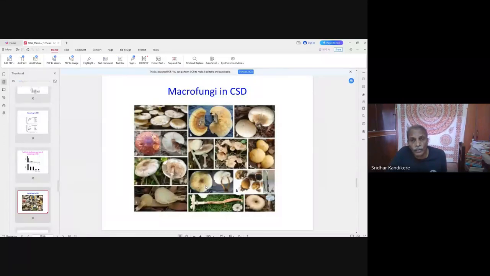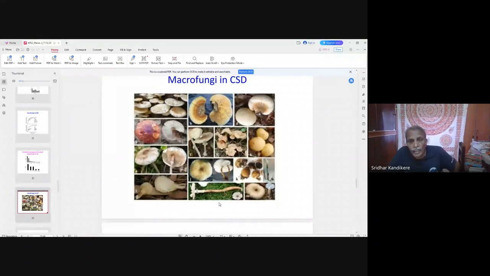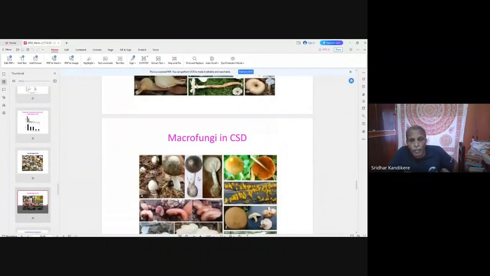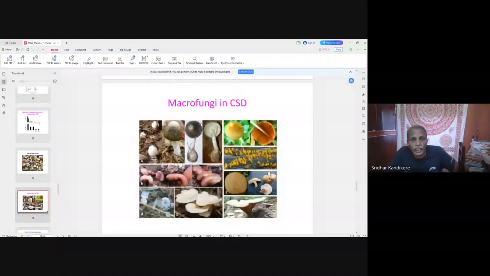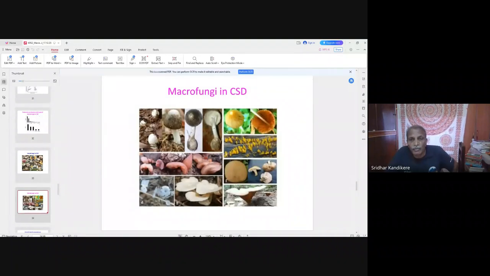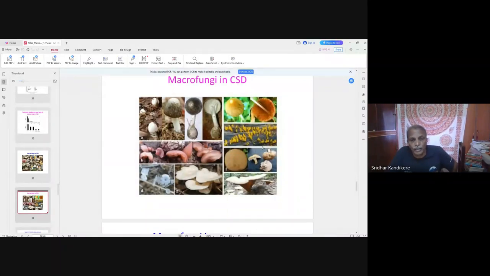These are some of the pictures where we got some macrofungi in the coastal sand dunes. This is an Amanita species, because there were some termite mounds where they were found. Like that, there are many species. We have got this Amanita congensis associated with the acacia tree there, and other species of the Pleurotus type, and other species, but Dacryopinax and such types of species were seen.